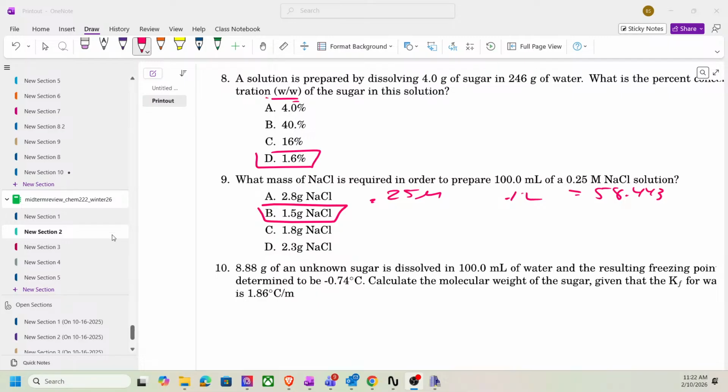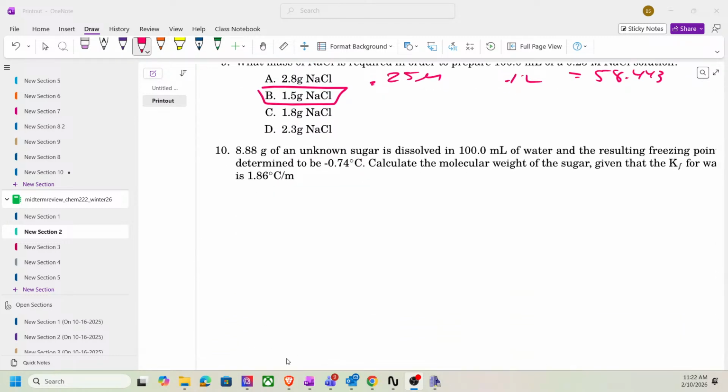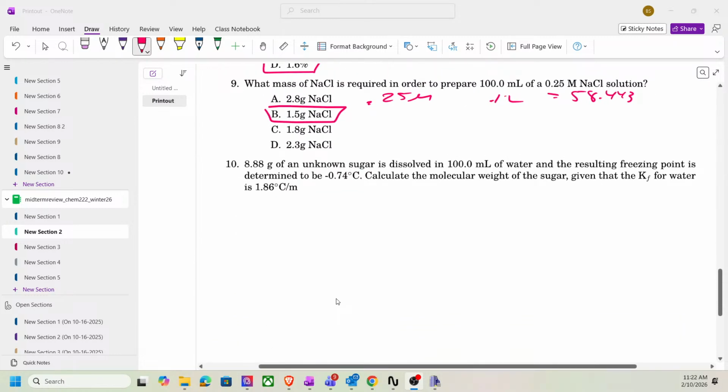All right, so let's try 10. So 10 could have been tricky. This was another one of those finding the mass from our molality ones. So we have 8.88 grams of an unknown sugar dissolved in 100 milliliters of water, and we get our new freezing point, right? So that's our freezing point depression. And then they do give us our KF.